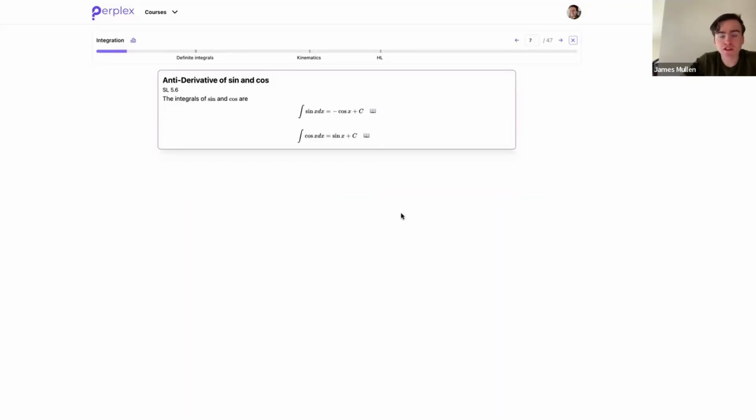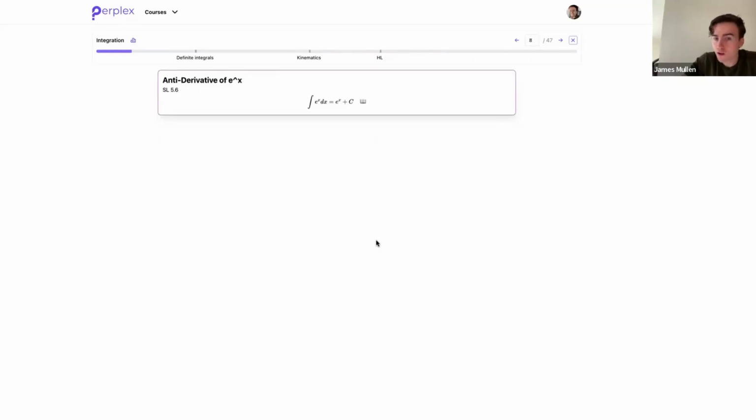We remember that the derivative of sine is cosine, and the derivative of cosine is negative sine. And so I can say that the integral of sine is negative cos plus c, and the integral of cos is sin x plus c. Also, the integral of e to the x, this one's easy. It's just e to the x plus c, because the derivative of e to the x is e to the x. The integral of 1 over x is ln absolute value of x, and I think it's worth quickly showing you why that is.